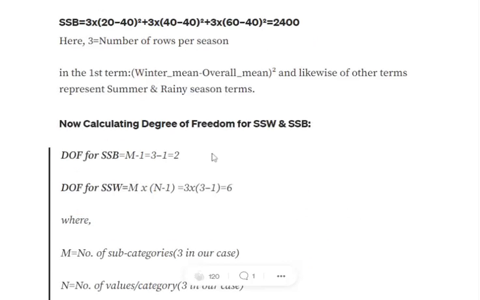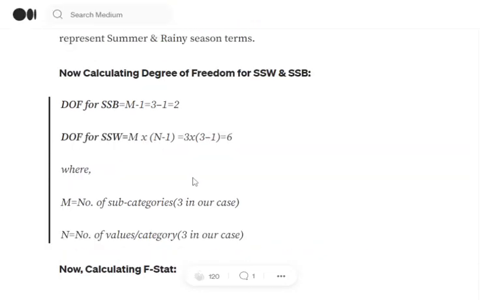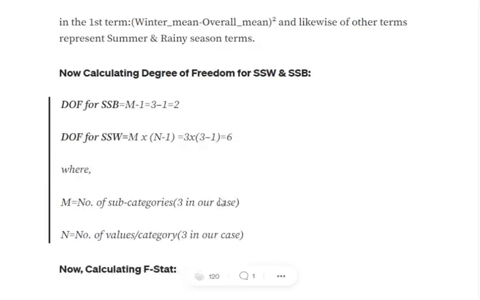Now we will be calculating the degree of freedom for SSW and SSB. SSW was sum of squares within, and SSB is sum of squares between. So the degree of freedom for SSB would be m minus 1, equal to 3 minus 1, equal to 2, where m is equal to the number of subcategories. So it does make sense, right? For the sum of squares for SSB, we are using three different variables: 20, 40, and 60. Now using two variables, the third can be calculated. This is what we call degree of freedom.